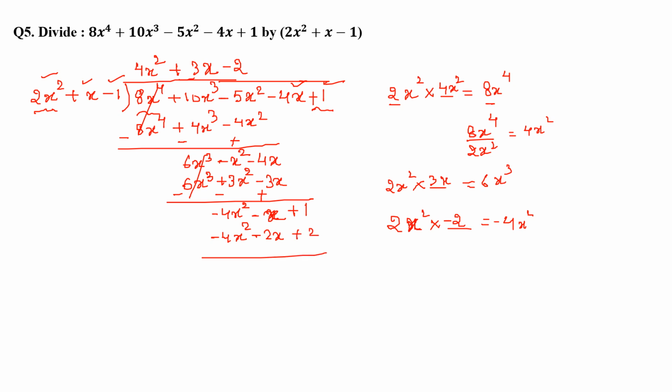Now I have to do the subtraction. So minus sign will change to plus. Plus will change to minus. Now minus x plus 2x will give me x, and 1 minus 2 will give me minus 1. So now this is the final remainder, because if you see the degree of the remainder, it is 1, and the degree of the divisor is 2. So if the degree is less than that of the divisor, it means now I have to stop. So the quotient here is 4x square plus 3x minus 2, and my remainder is x minus 1.